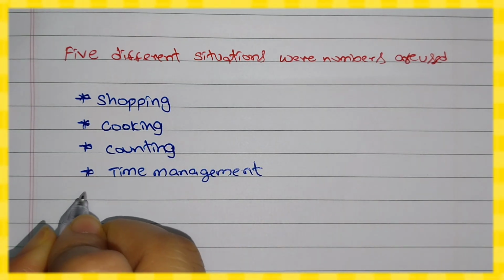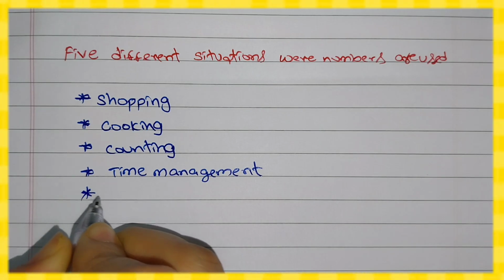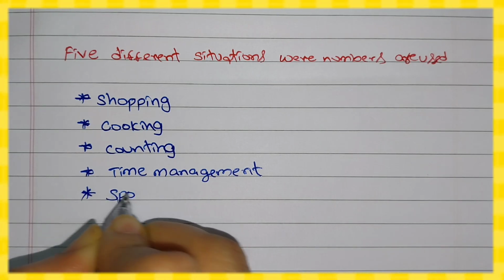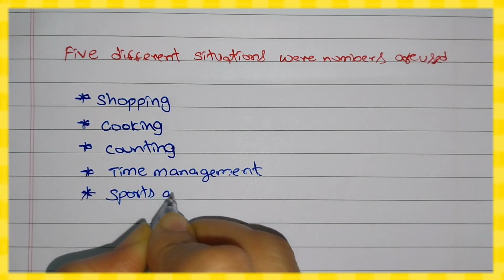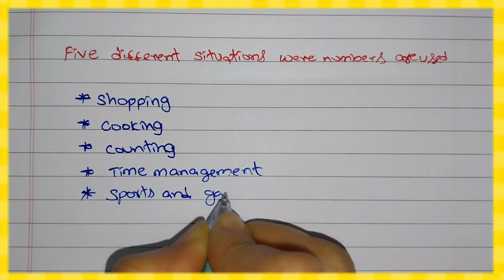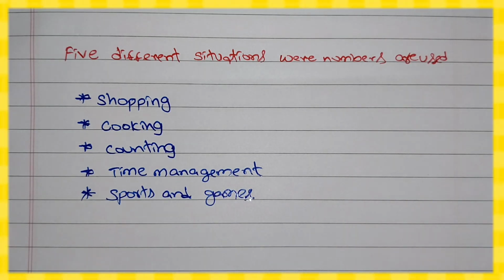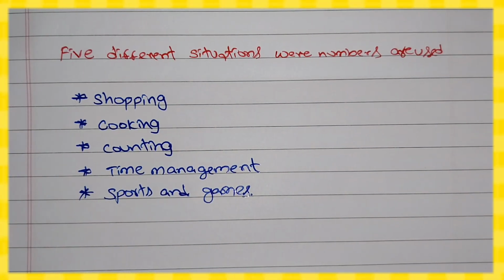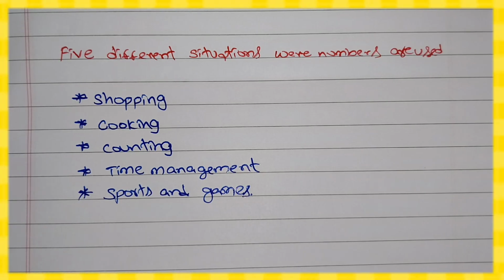Next one, sports and games. Numbers are crucial for scoring, keeping track of points and measuring performance in sports and games. Next, budgeting and finance also will come. Numbers are essential for managing money, calculating expenses, income and savings.